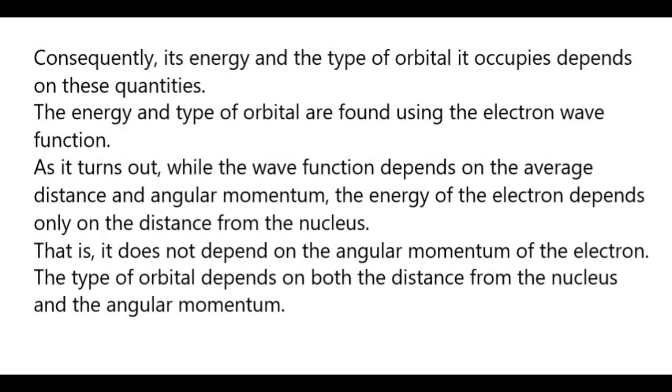Consequently, its energy and the type of orbital it occupies depend on these quantities. The energy and type of orbital are found using the electron wave function. As it turns out, while the wave function depends on the average distance and angular momentum, the energy of the electron depends only on the distance from the nucleus. That is, it does not depend on the angular momentum of the electron. The type of orbital depends on both the distance from the nucleus and the angular momentum.